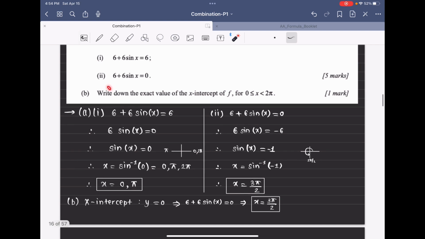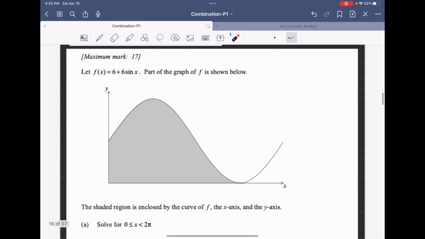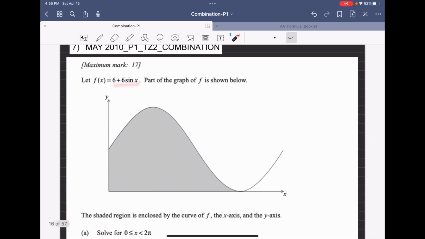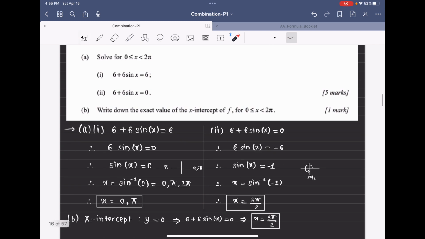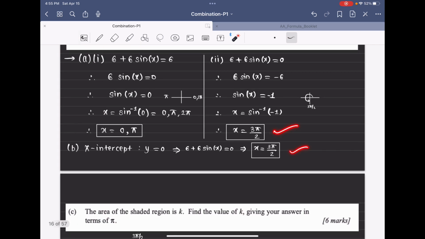Now read the question. This is "write down," which means you don't need to show any working. Write down the exact value of the x-intercept of f. X-intercept means y is equal to 0. And what is your y? Y is 6 plus 6 sin x. 6 plus 6 sin x is equal to 0 is practically your second answer, which is 3 pi by 2. So you just need to write that down. But I have shown some working. Y is equal to 0 because x-intercept. So 6 plus 6 sin x is equal to 0. That is the answer, which is 3 pi by 2.